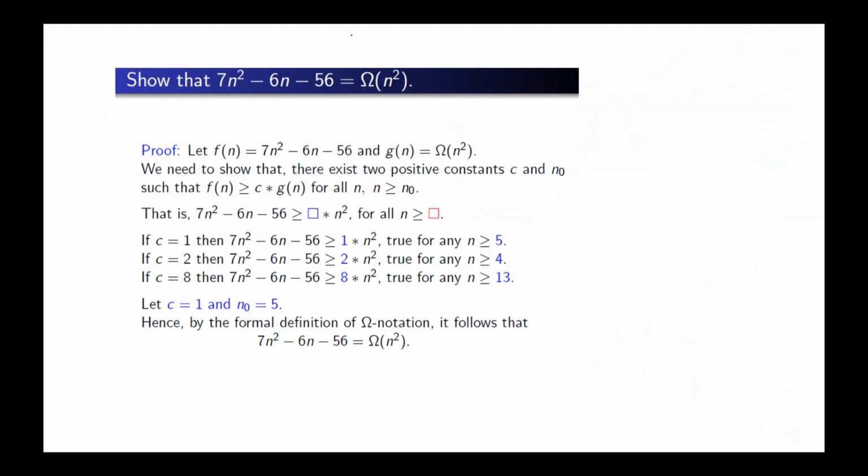Now 7n square minus 6n minus 56. It is big omega of n square. Is that correct? Yes, 7n square minus 6n minus 56 is big omega of n square. Is that true? Yes, sir, it is true. The only difficulty is we need to find what the proper constants are here.